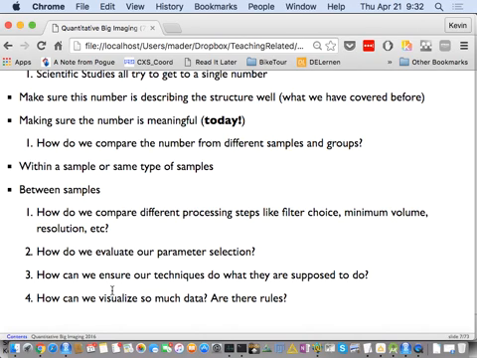A lot of the questions that come into this are how do you evaluate your parameter selection? You have lots of different tools that you can use, like filtering, minimum volume cutoffs, neighborhood operations, morphology, these kinds of steps. And how do you know which combination of steps works well? How can you evaluate what parameters you used? We've covered a little bit of that before, but we'll go into more detail with that today. And then how can you ensure that your techniques do what they're supposed to do?